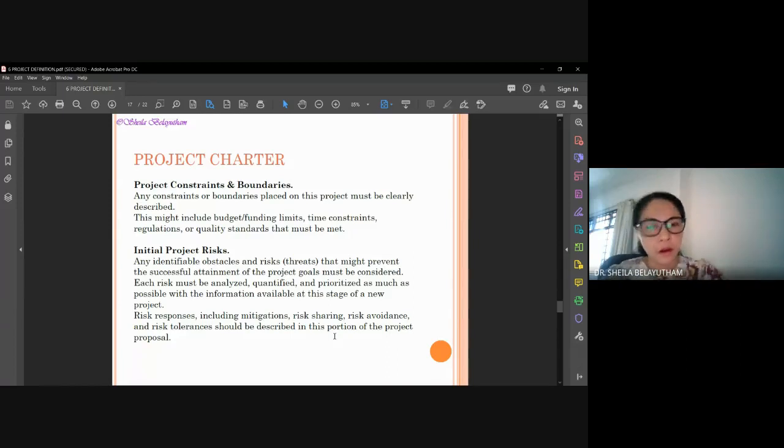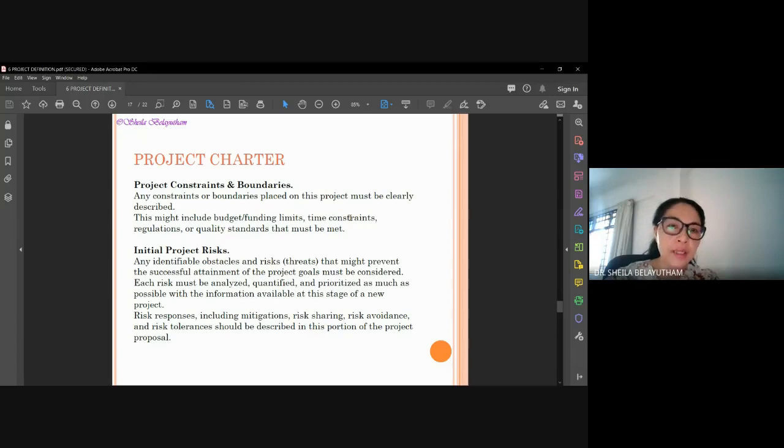Okay, all right, so for today we'll move on to the next one. It's basically left with a little bit from this chapter: project constraints and project boundaries. Project constraint is any constraint, any boundaries placed on this project. It can be any funding limits, time limits, regulation, quality standards, and so on. A project constraint is whatever factor could constrain the feasibility of this project. If there is limited funding, this should be stated really well. Also any time constraint by the client.